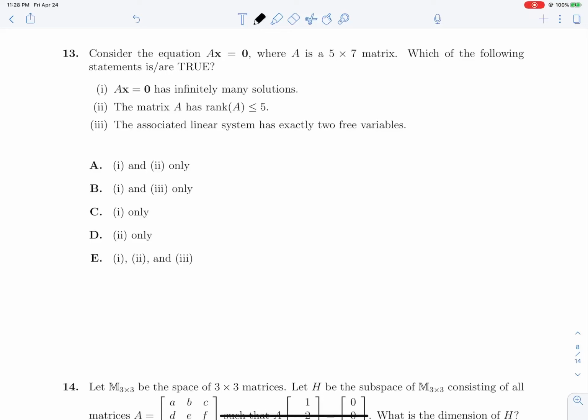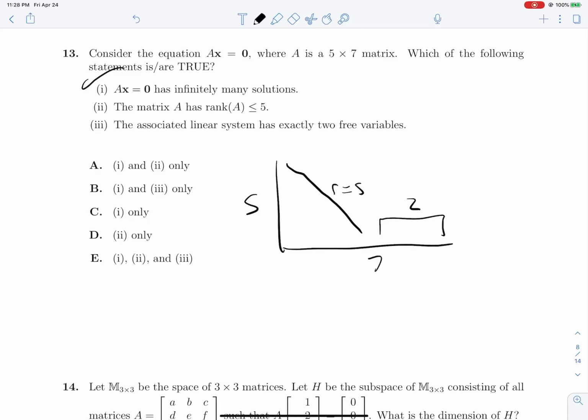We know that the null space of a 5 by 7 matrix must be greater than or equal to 2. Why is that? Because we only have 5 rows to work with, but we have 7 columns, so the maximum rank our matrix can have is 5, and since the rank plus the nullity must equal the number of columns, aka the nullity is equal to the number of free variables that we have, the nullity is at least equal to 2. So as a result, there's no situation where the nullity is 0, so 1 is true.